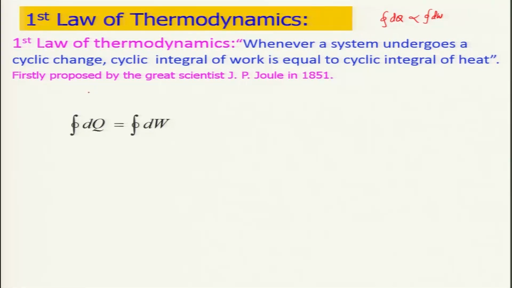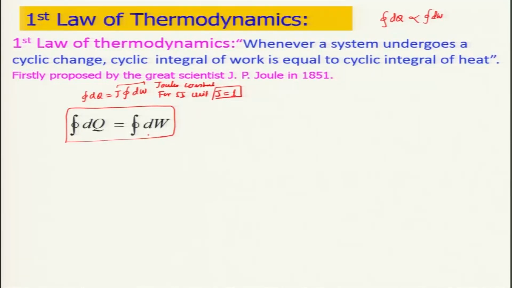Basically, if you look at this, the cycle integral of dq is equal to a constant times the cycle integral of dw. This constant is known as Joule's constant, and for SI units J is equal to 1. As a result, the cycle integral of dq is equal to the cycle integral of work. This is the first law of thermodynamics that we state.